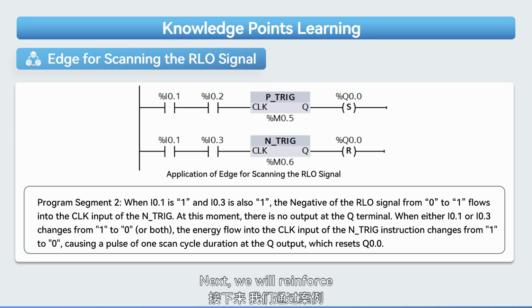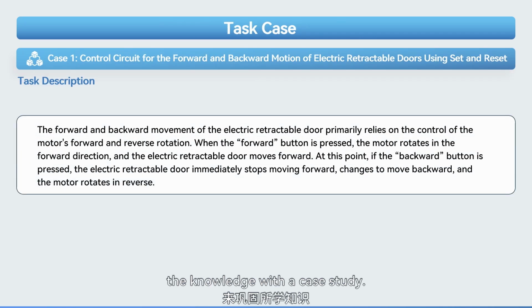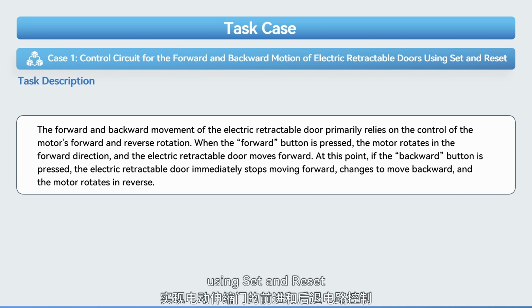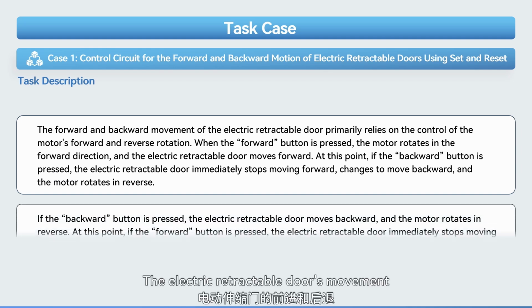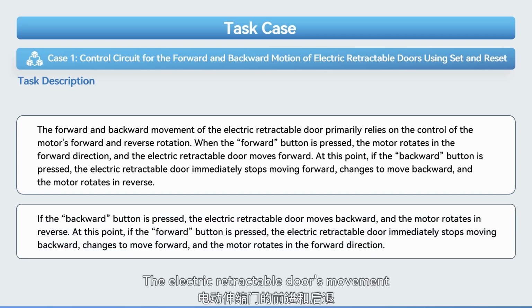Next, we will reinforce the knowledge with a case study. Case 1. Control circuit for the electric retractable door using set and reset. Task description. The electric retractable door's movement is primarily controlled by the forward and reverse rotation of the motor. Pressing the rise button causes the motor to rotate forward and the electric retractable door to rise.